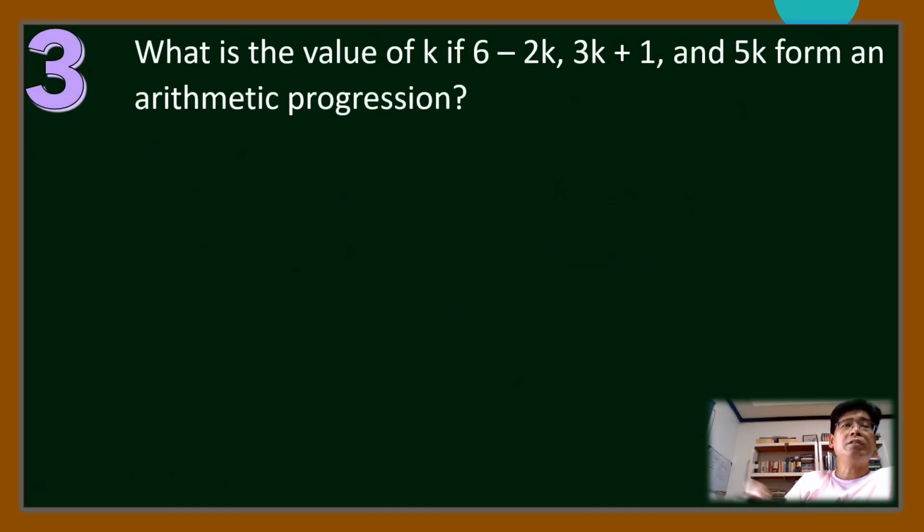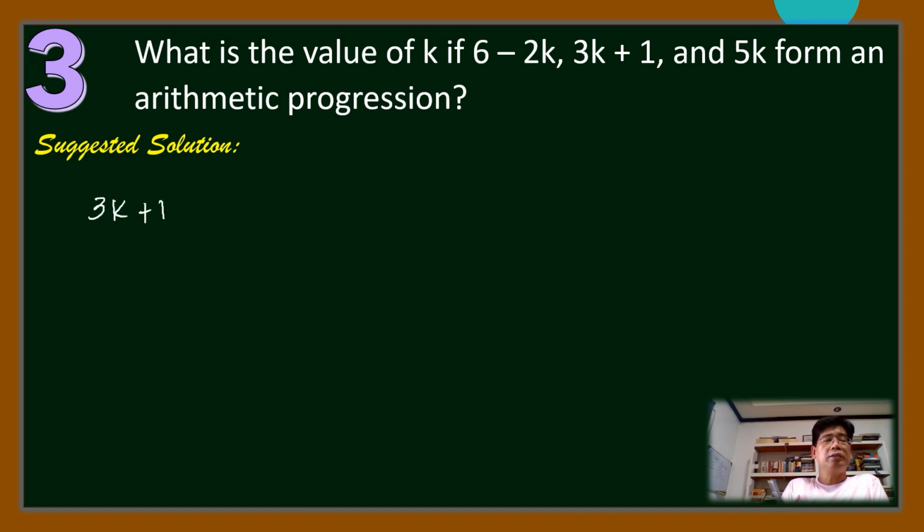Number 3, what is the value of k if 6 minus 2k, 3k plus 1, and 5k form an arithmetic progression? Here is our suggested solution. For this problem, we're going to use the definition of an arithmetic progression, where each term is obtained by adding a common difference or a certain value to the previous term.